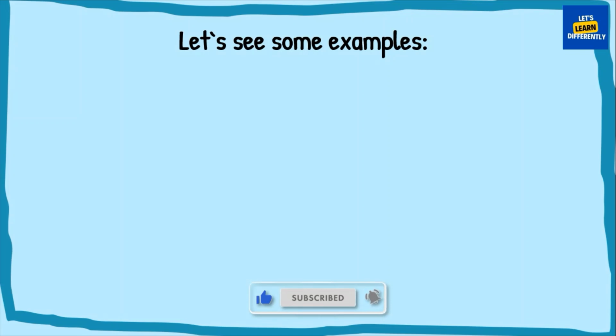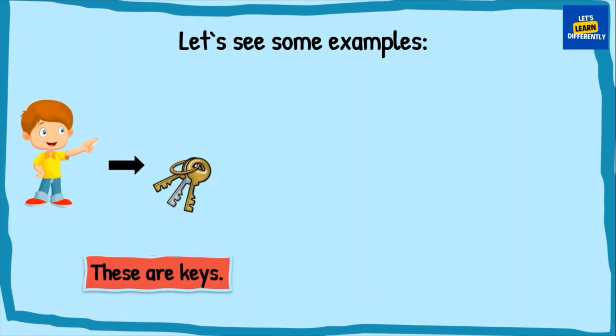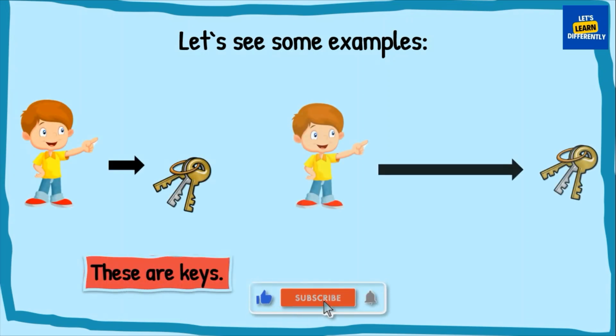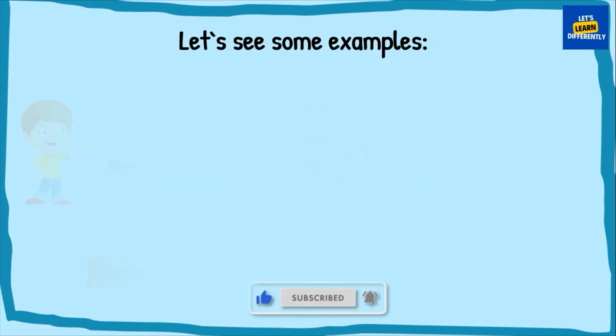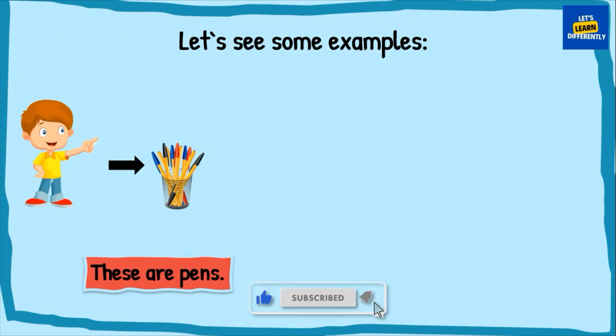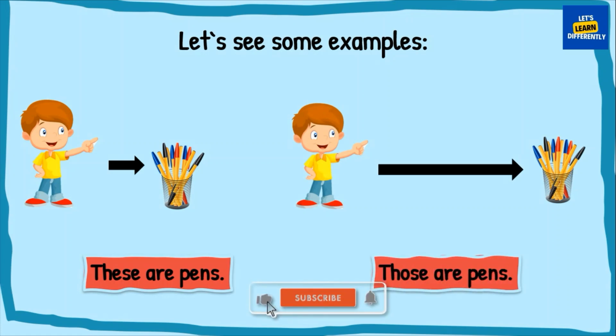Let's see some examples. These are keys. Those are keys. These are pens. You can see in the picture, the pens are near to the speaker. So we will say, these are pens. Now in the second picture, you can see the pens are far from the speaker. So here we will say, those are pens.